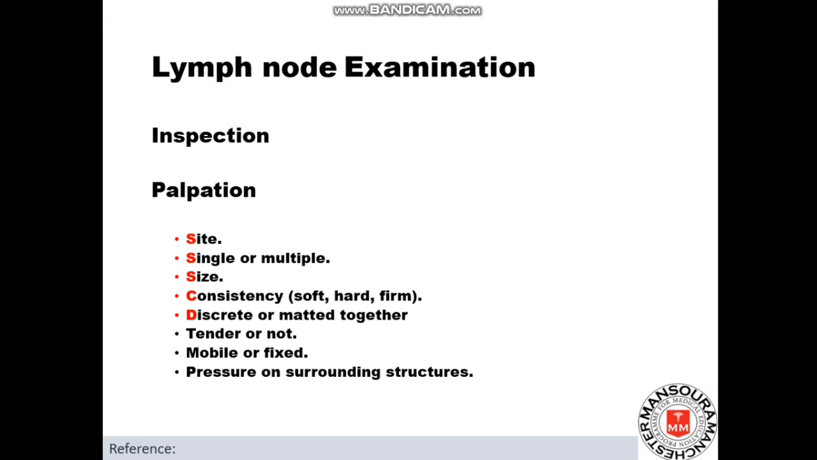And pressure on surrounding structure, it is presence of pressure, it denotes signs and symptoms on the patient. For example, when presence of huge inguinal lymph nodes, bilateral, patient presented with edema lower limb and dilated lower limb veins, and also presence of axillary lymph node enlargement, patient presented with bilateral edema in both upper limb and dilated veins on both upper limb.